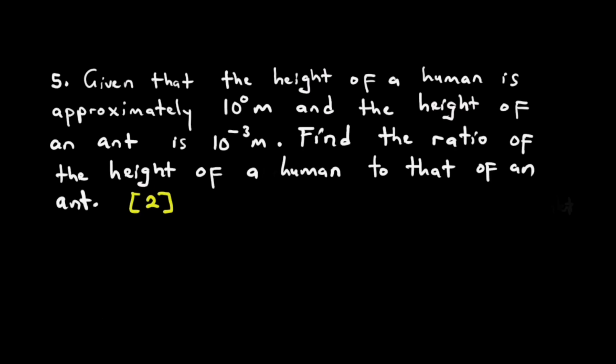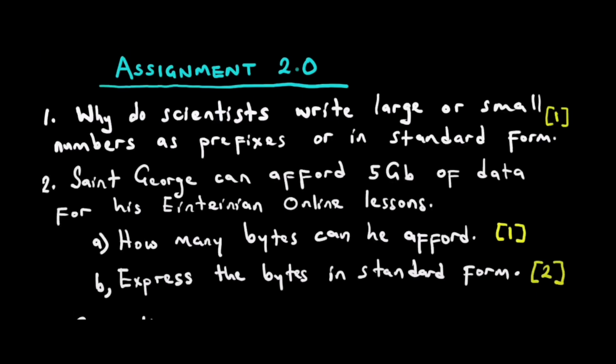Number 5 iri kuti given that the height of a human is approximately 10 to the power 0 meters and the height of an ant is 10 to the minus 3 meters, find the ratio of a human to that of an ant. 2 marks. So this is going to be our assignment. As you should already know, munokopa question moiweka, then mokopa futi question moiweka.